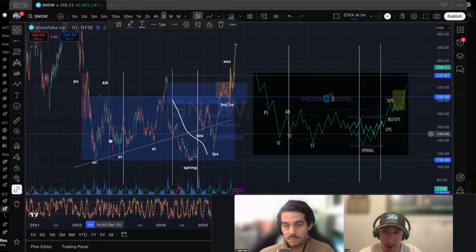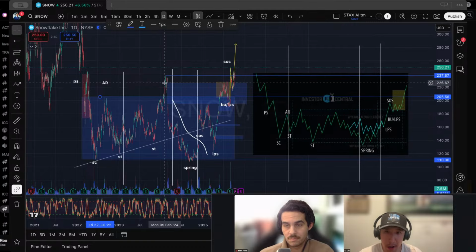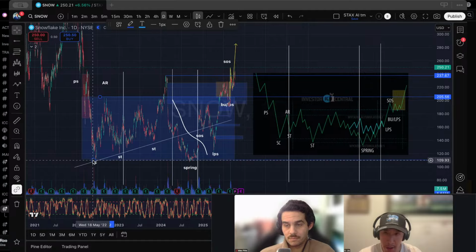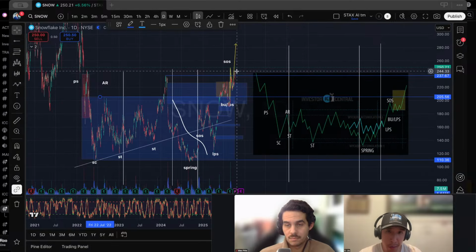Then we have secondary test. We tried to push up higher, came back into the range, saw a spring, which is right below the selling climax. Saw it push up, signs of strength with the last point of supply. Now we're back up above it.